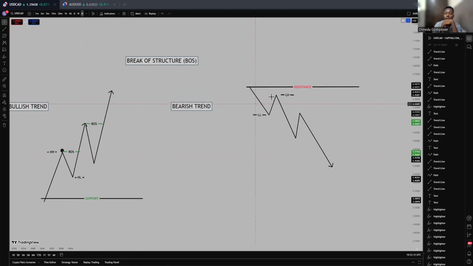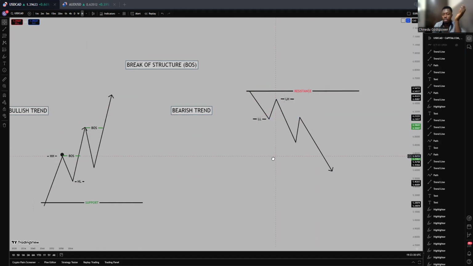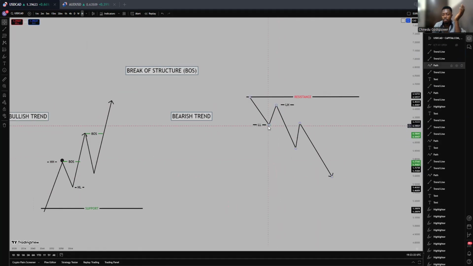Now, we understand that whenever price pushes and breaks below, it breaks structure to the downside. This is a low. Whenever price breaks it, it breaks structure.